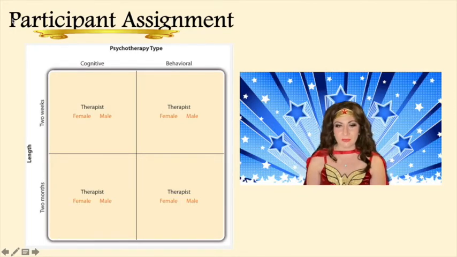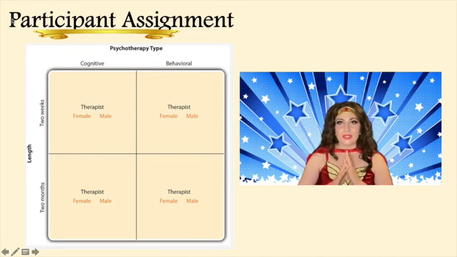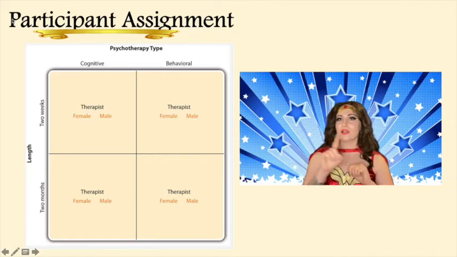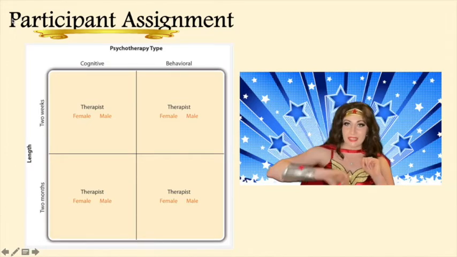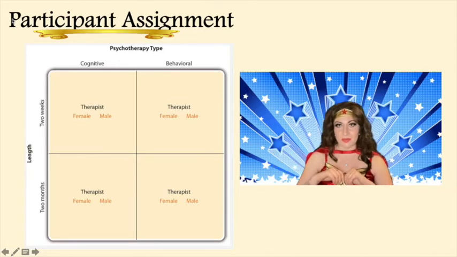So if we think about this, right, we do have independent group design because we have people who are in the cognitive therapy are different from the people in the behavioral therapy. So across the therapy type, those are going to be between groups, between subjects, right? Independent group measurements. However, within each type of therapy, we have 2 different durations of time.